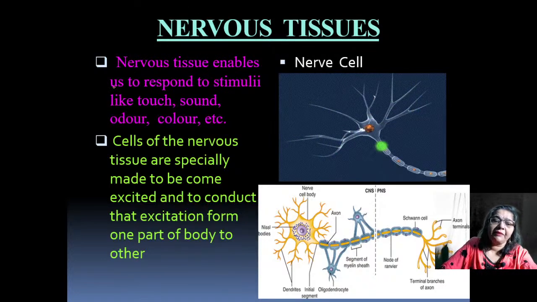The nervous tissue enables us to respond to stimuli, which is the main function of this system, like touch, sound, odor, color, vision. All these stimuli are enabled because of this nervous tissue. The cells of the nervous tissue are especially made to become excited and to conduct that excitation from one part of the body to another part.